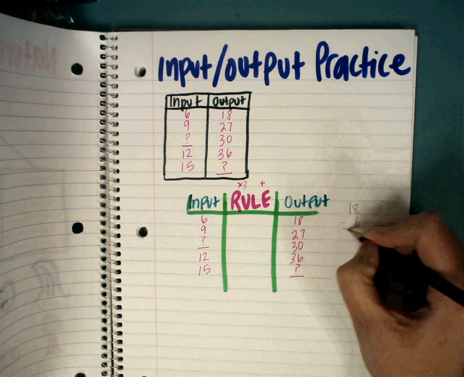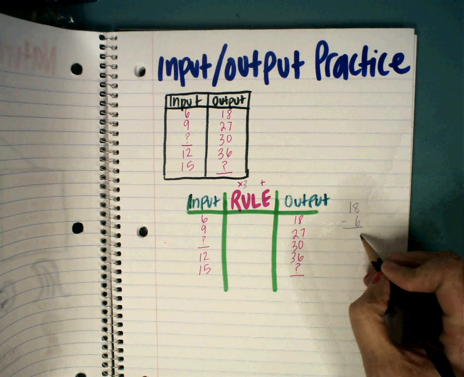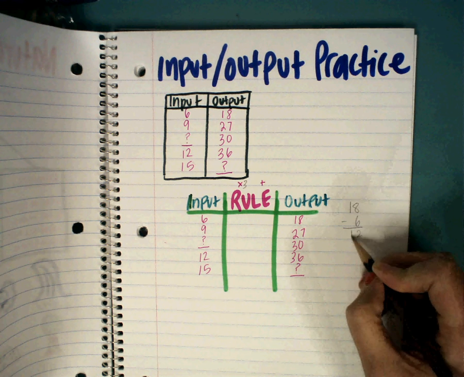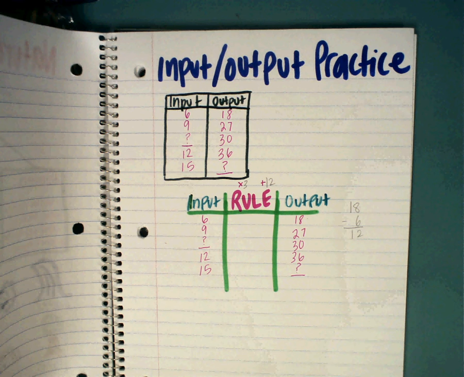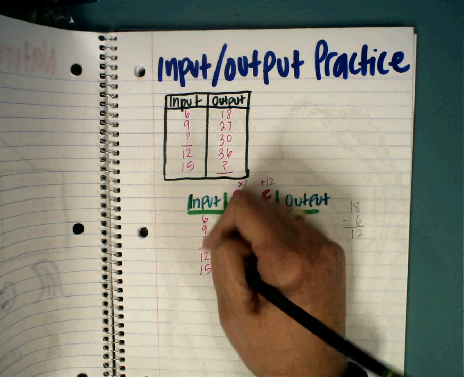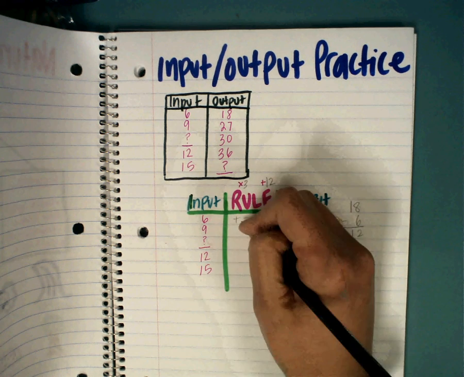8 minus 6 is 2. 1 minus something is 1. So I would have to add 12. Okay? So we're going to check both of these. Let's start with plus 12, and let's just see if we can add all of these inputs and then add 12 and then get an output.